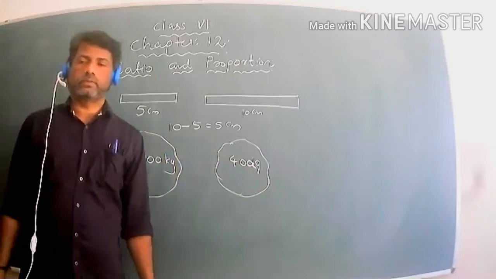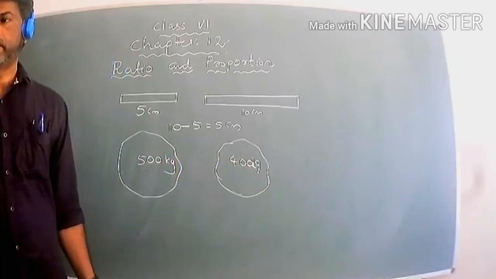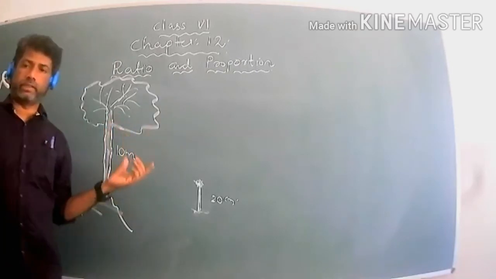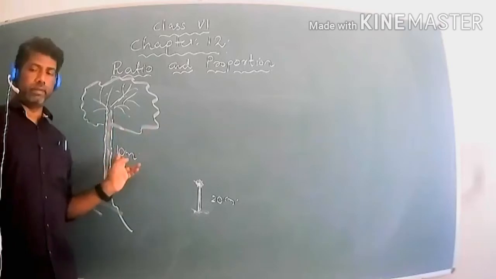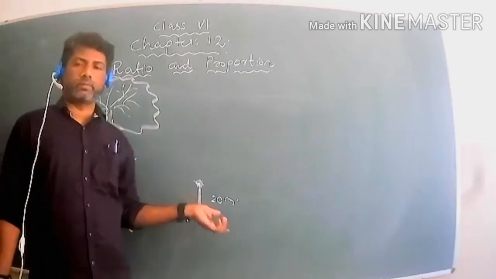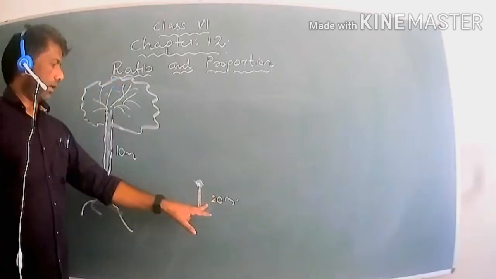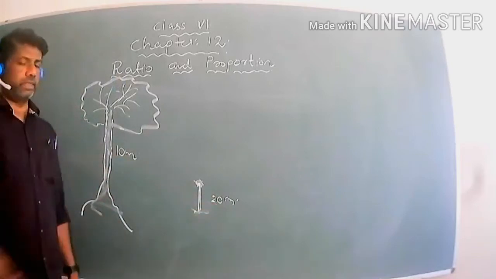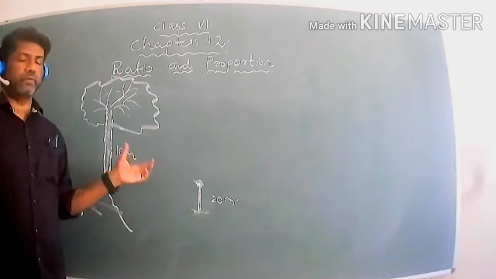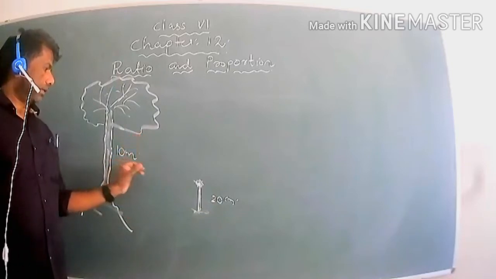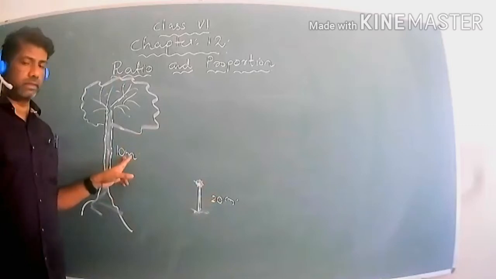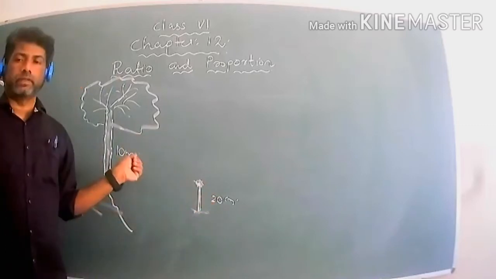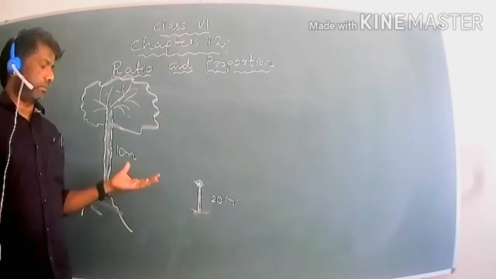And the ratio is not done by subtracting. Consider another example. Here this is a picture of a tree. It has a height of 10 meter. Here it is a small plant having a height of 20 centimeter. So we want to compare this. If you are subtracting, this is 20 centimeter and it is 10 meter. We subtract, we will say that 20 minus 10 equal to 10. This one is bigger. Compare this.